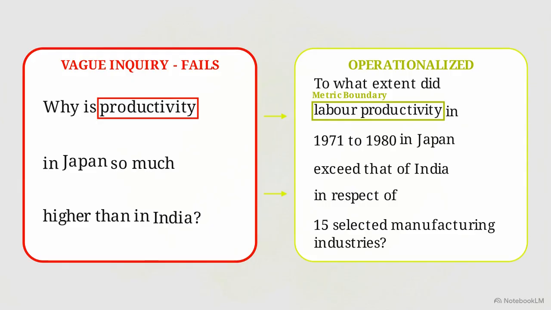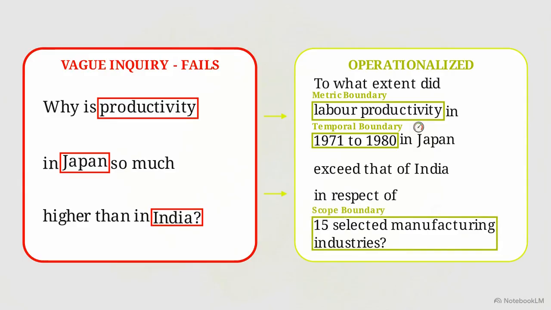The second boundary secures the timeline. By restricting the study to the decade of 1971 to 1980, the researcher ensures they are only looking at a period where reliable, comparable data is actually available for both nations. Finally, the scope boundary. Comparing 2 entire countries is practically impossible. The researcher narrowed the environment to 15 specific manufacturing industries. This hyper-specific framing removes all guesswork.